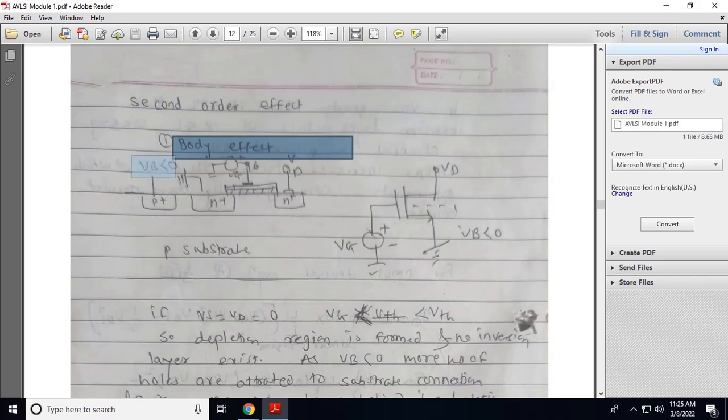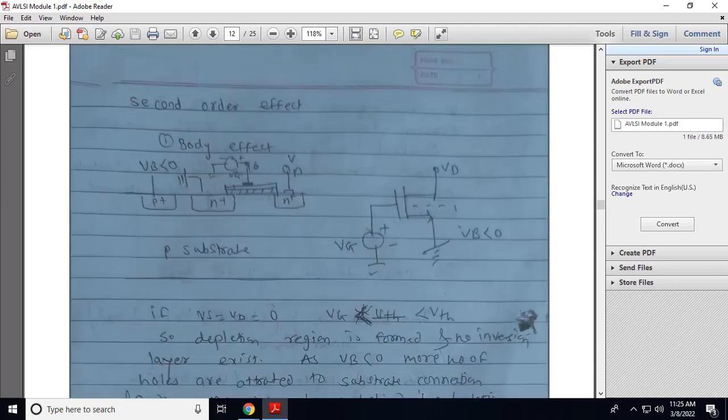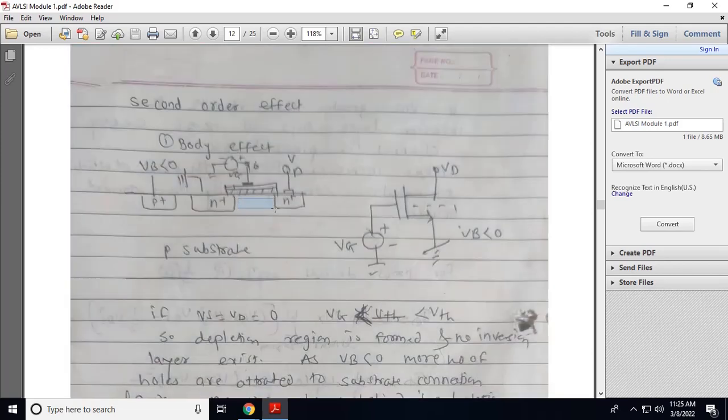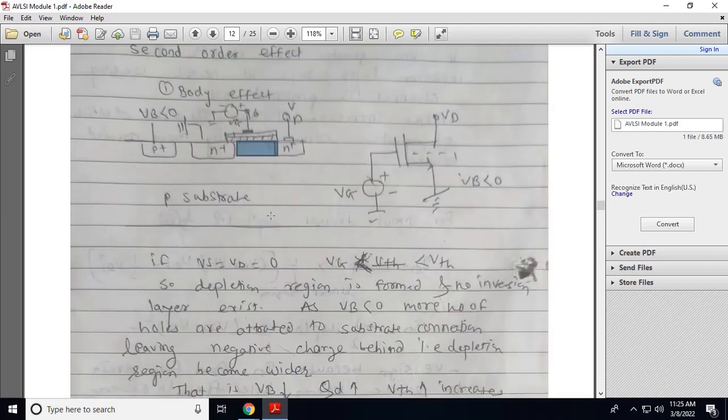When you connect this body terminal, or we can say substrate terminal of the transistor, to the negative voltage, holes which are present here due to the p type substrate will be attracted towards this terminal, because this is a negatively charged terminal. So holes will be attracted towards the negative voltage, and it will leave negative ions here. Due to this, charges in the depletion region increase and it will affect the threshold voltage of the transistor.